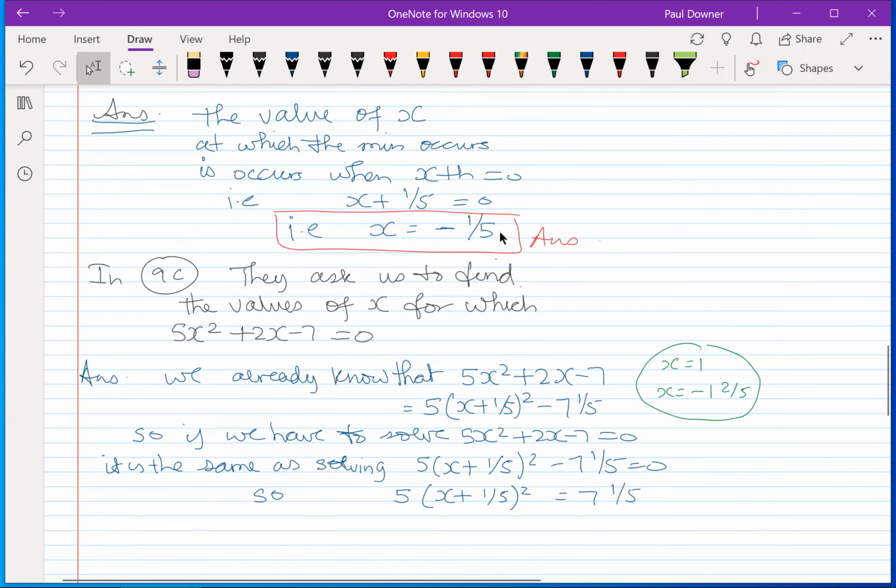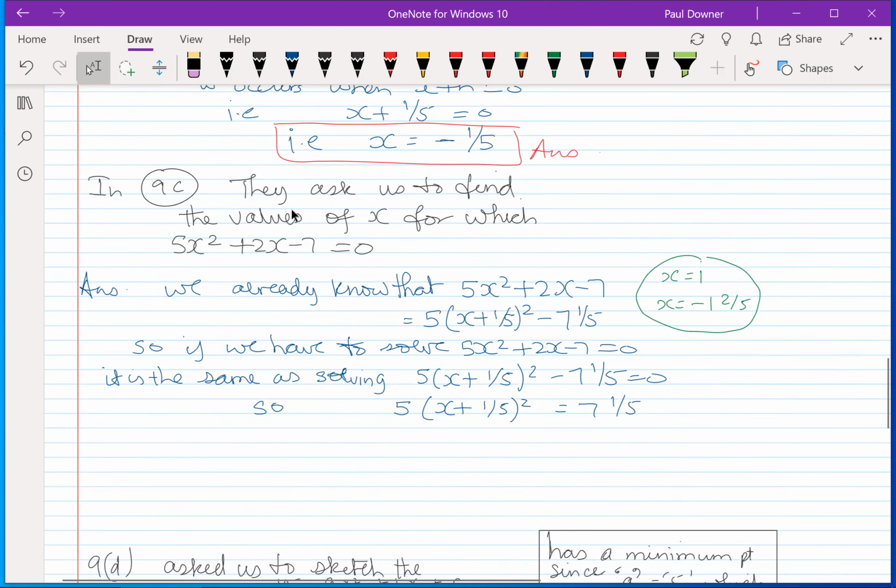Okay, so that's important. In 9C of that same question, they ask us to find the values of x for which 5x squared plus 2x minus 7 equals 0. Now we know 3 ways to solve this, right? Method of factors, the quadratic formula, and completing the square. But seeing that we did all of this work here, we're going to utilize that, and that's normally a hint.